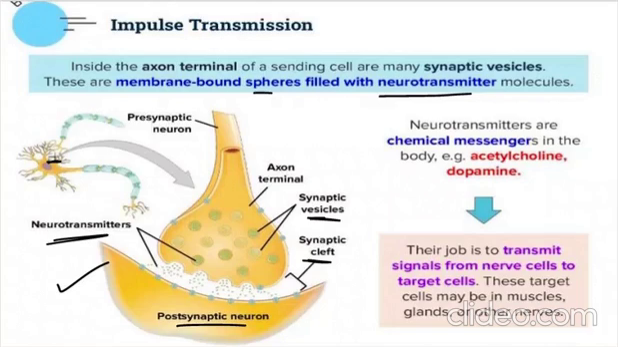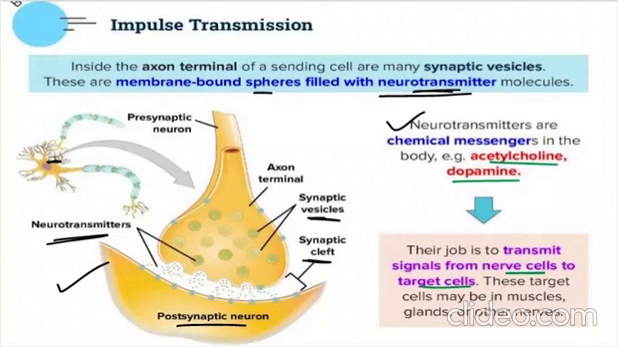Now, talking about neurotransmitters, as I said, these synapses are filled with neurotransmitter molecules. Neurotransmitters are chemical messengers like acetylcholine and dopamine. All of these are chemical messengers known as neurotransmitters. What is their job? They transmit the signal from the nerves to the target cell, wherever it has to go. These target cells may be in the muscles, glands, or other nerves also.